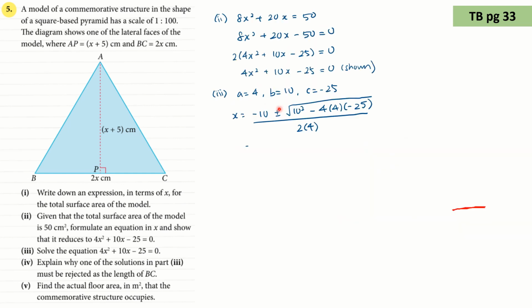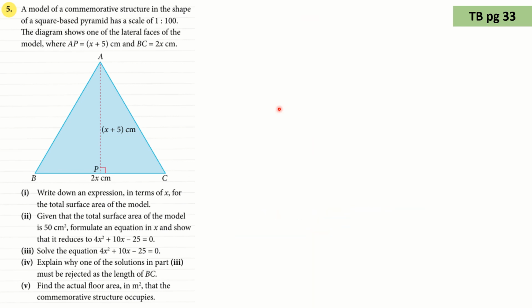Sorry, let me just zoom past this. The base area of the model will be 2x squared, because that is a square. So 2x times 2x gives us 4x squared. Using the value of x that we had found, that will be 1.5450. We will find that the base area is 9.5481 centimeters square. But this is only for the model. We want the actual one.